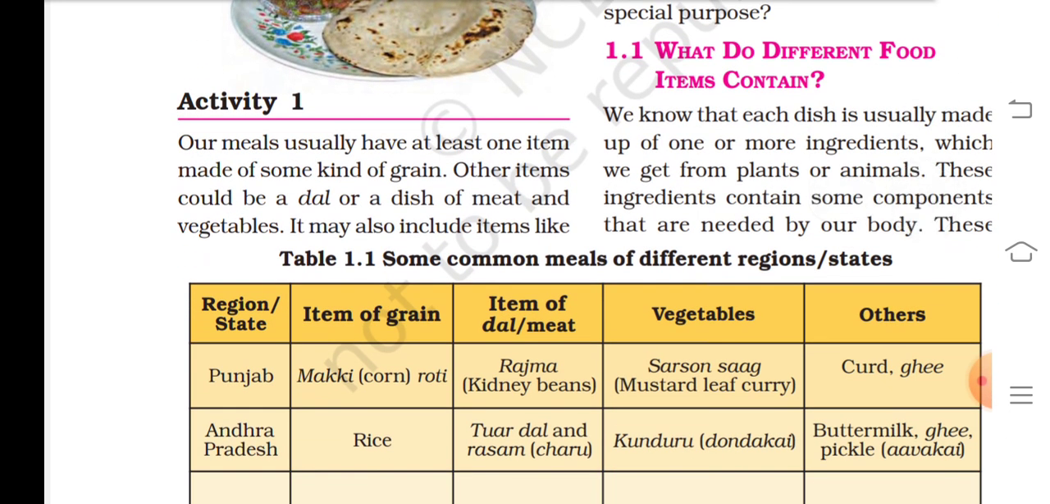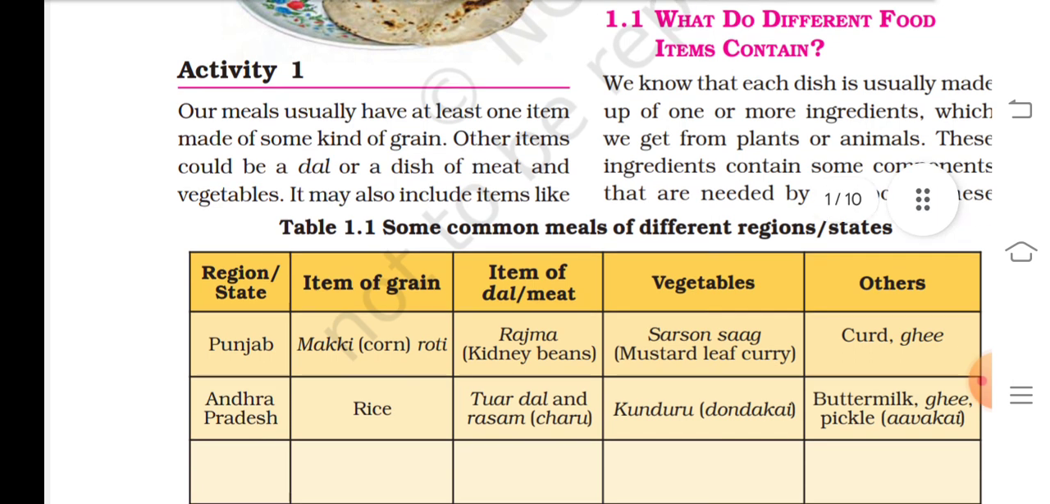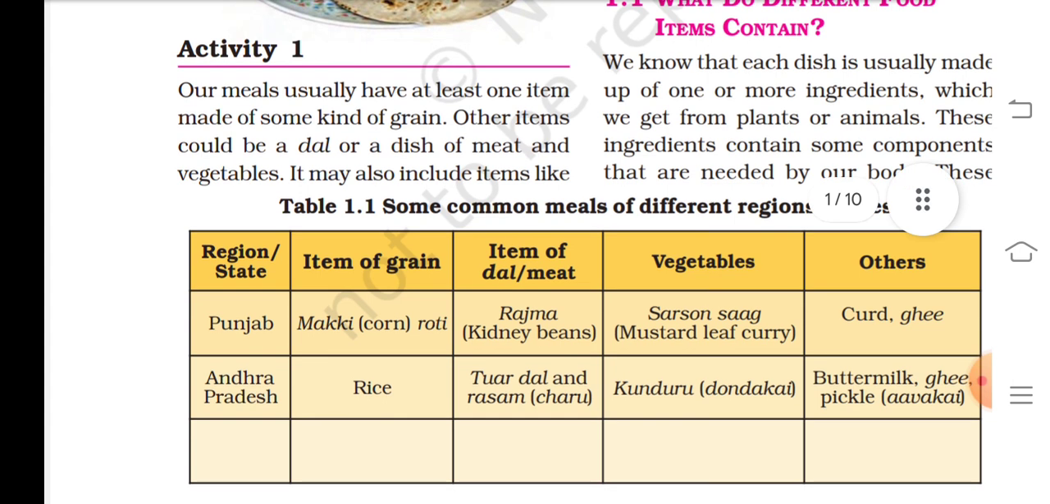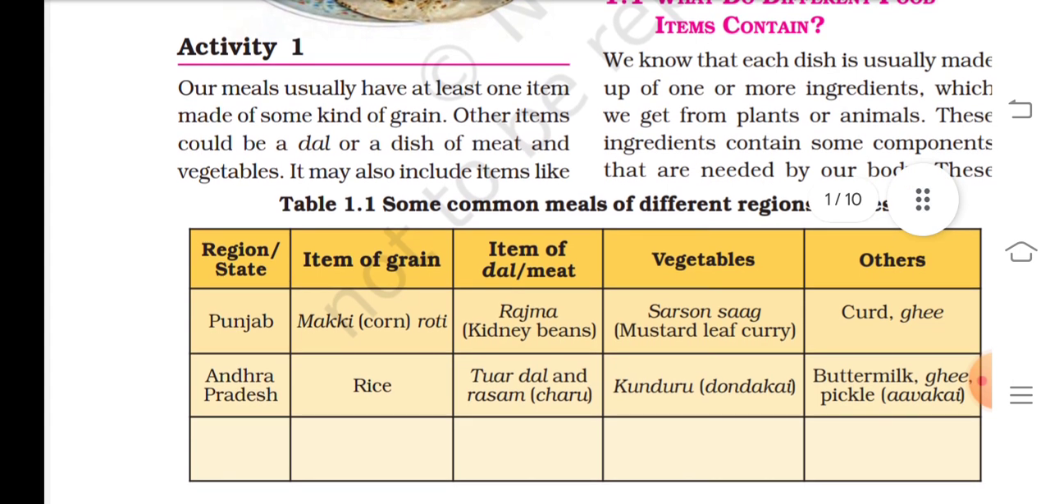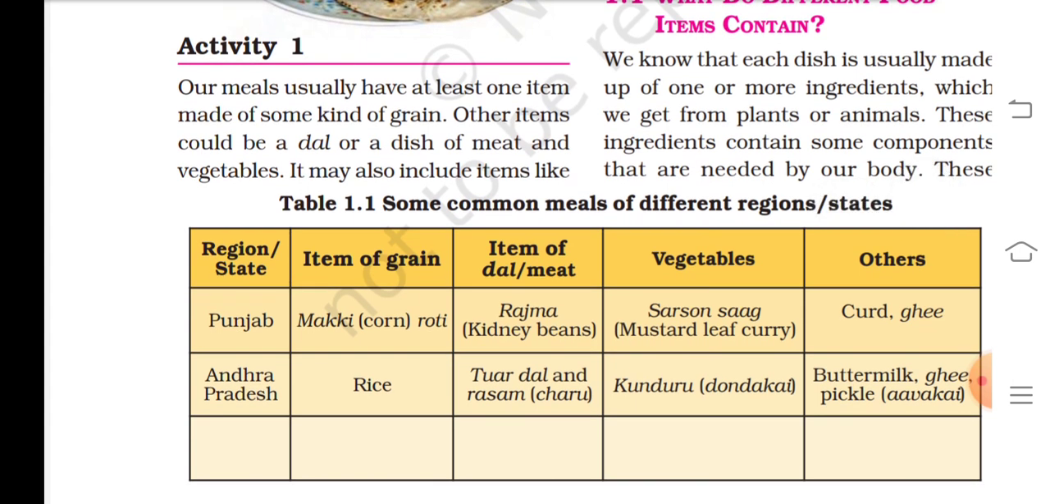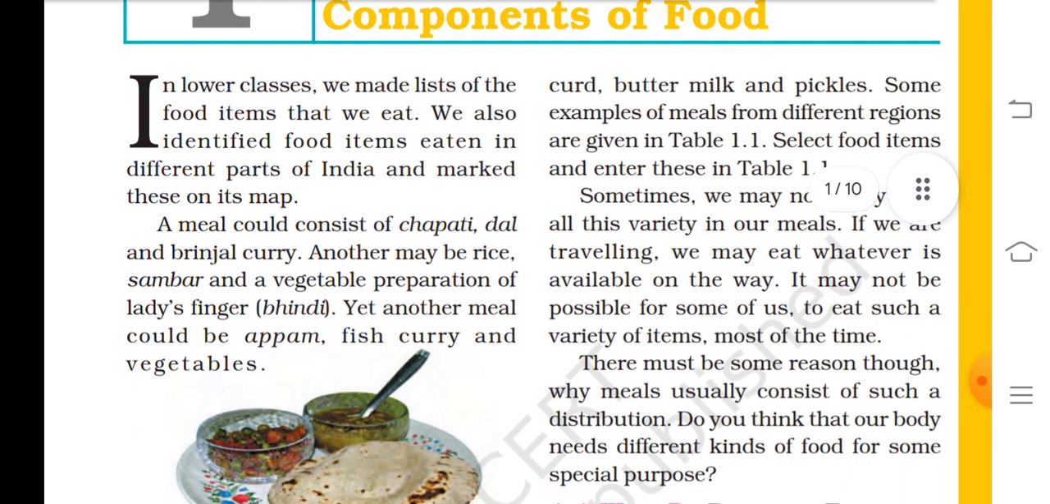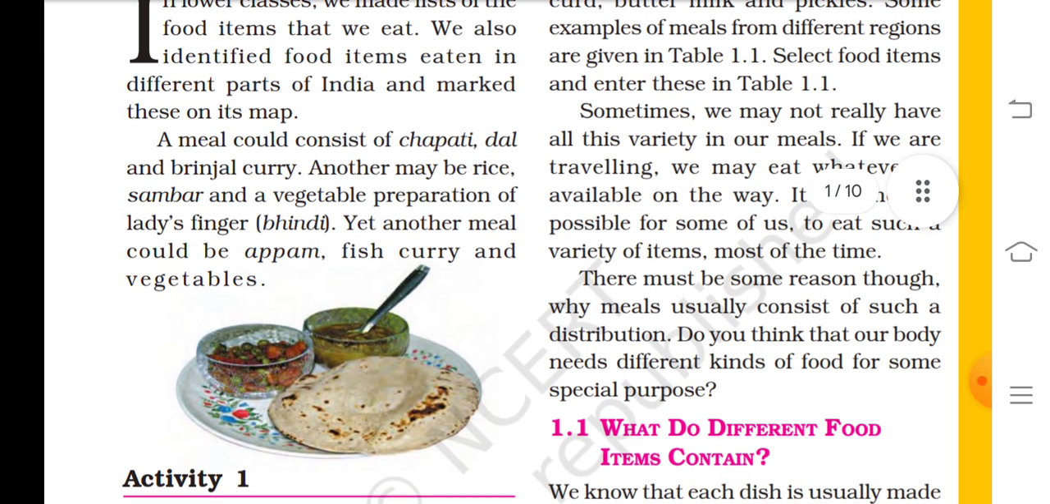Our meals usually have at least one item made of some kind of grain. Other items could be dal or dish, meat and vegetables. It may also include items like curd, butter, milk, and pickles. Some example meals for different regions are given in Table 1.1. Select food items and enter them in this table 1.1.